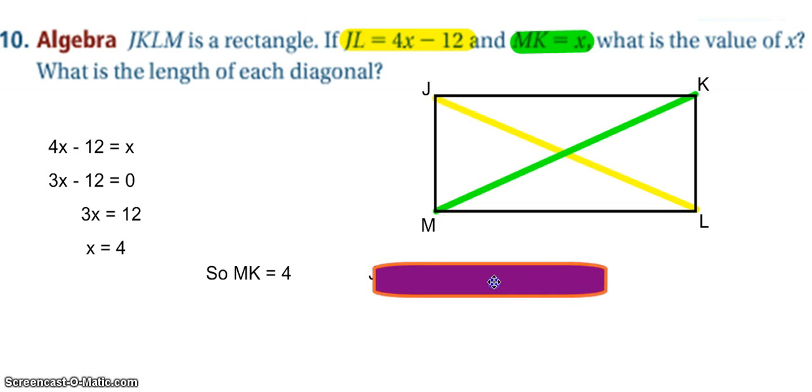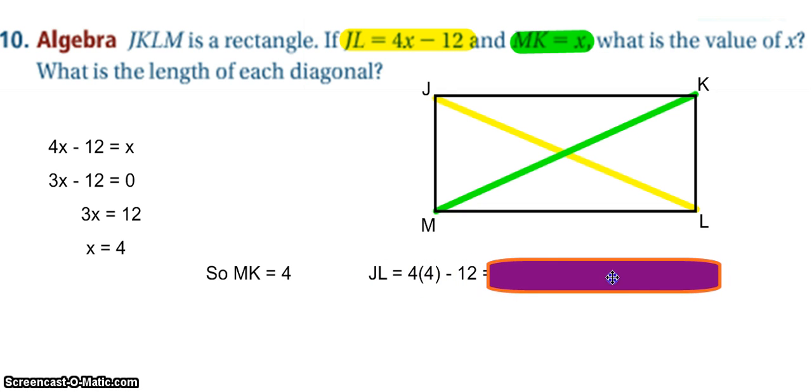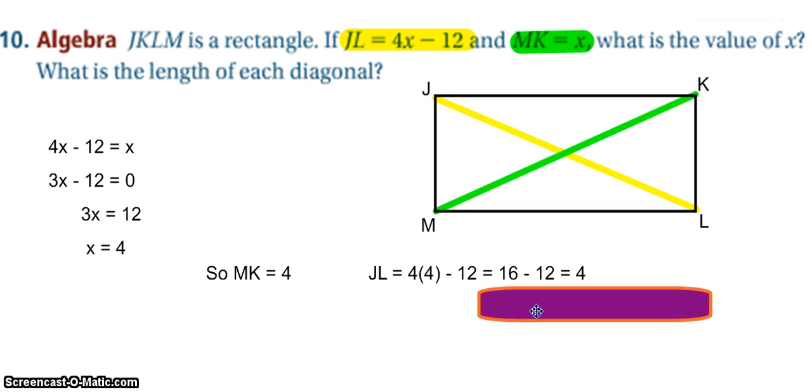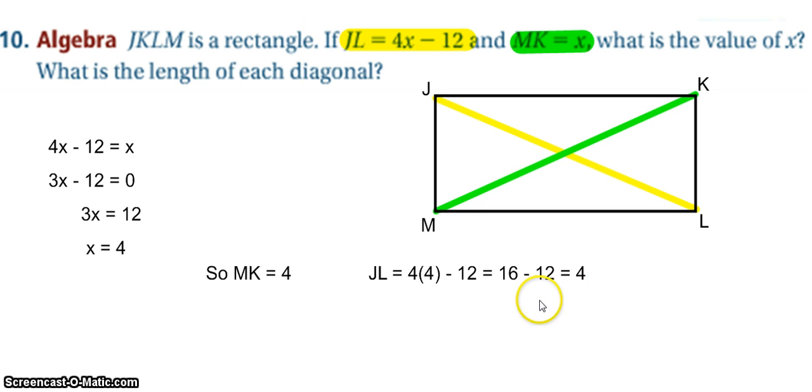When I replace my x with 4 for JL, I have 4 times 4 minus 12, which is 16 minus 12, which is 4 also. So both of my diagonals measure 4.